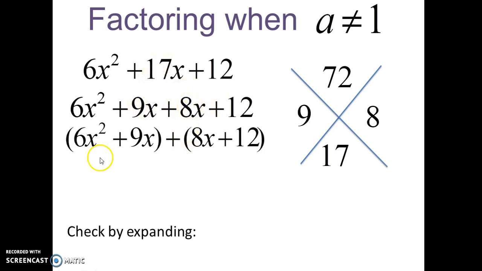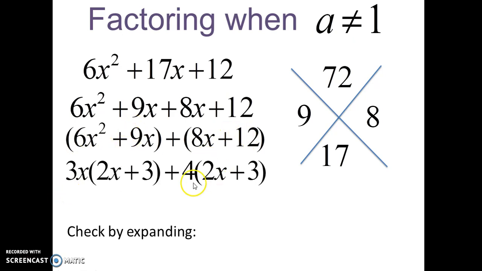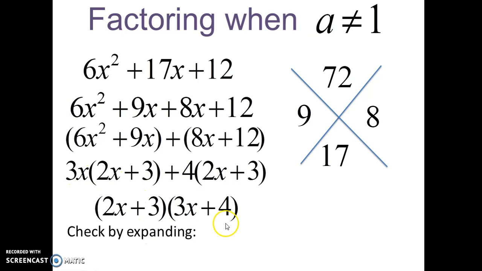Now we group by putting parentheses around it. Oh, sorry about that extra. No, that's good. Put parentheses around it. Now you factor something out of each of those. Out of this one, 3x. Out of this one, 4. And then here is a common factor after we've done that GCF. Now, since there's a 2x plus 3 on both, we factor that out, and we have 2x plus 3 times 3x plus 4. Hopefully you got that. Double check by expanding. Make sure it multiplies back to your original expression.